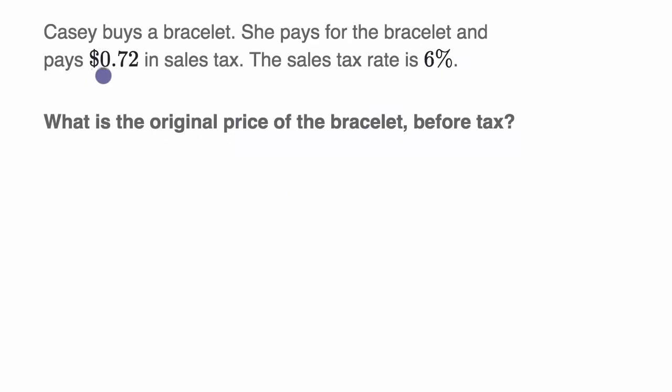Well, let's think about how your sales tax is calculated. Your sales tax would be equal to the sales tax rate. I'll just call that the rate. So that's going to be equal to the rate times your original price. And what do we know here?